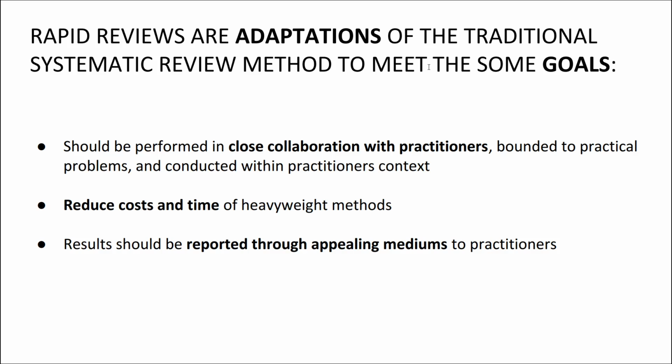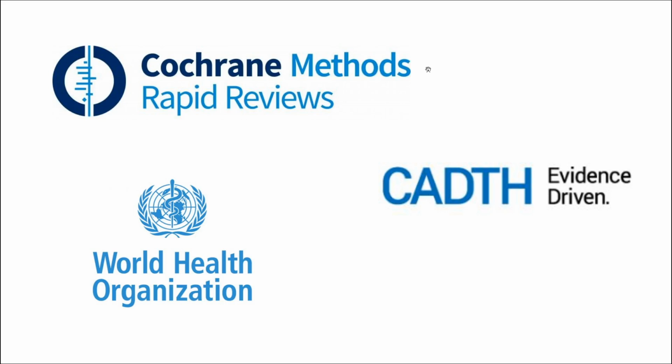Basically, rapid reviews are adaptations of the traditional systematic review method to meet some goals. The first and probably the most important goal is that rapid reviews should be conducted in close collaboration with practitioners, bounded to practical problems, and also conducted within practitioners' context. The second important point is to reduce the costs and time of heavyweight methods usually associated with traditional systematic reviews, and also that the results of rapid reviews should be reported through more appealing mediums to practitioners than the way that we usually report systematic reviews.